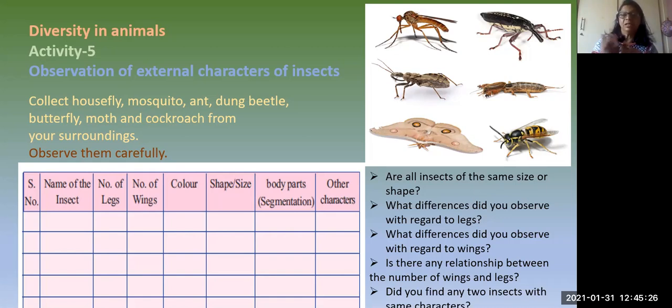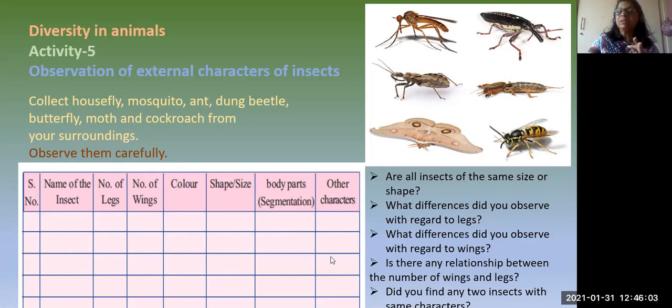Color, what's the color? And shape, is it a triangle, long, tall, all these things. And the size also. Body parts, whether they have segments or are normal. Segments means like cockroach, like earthworm, they have segments, lines, isn't it? The body parts are divided into segments. And if you have any other special characters, check here, some questions are there. You go through those questions also and then fill it.